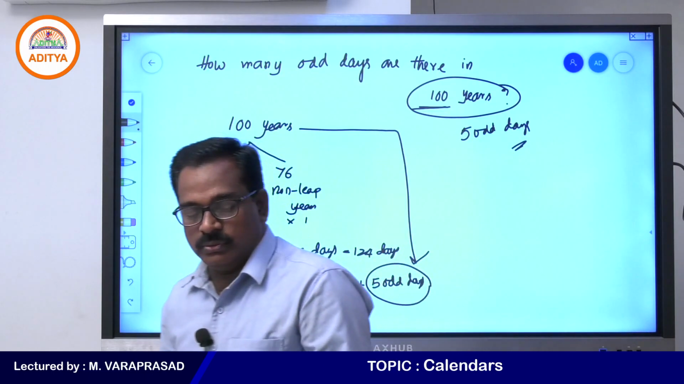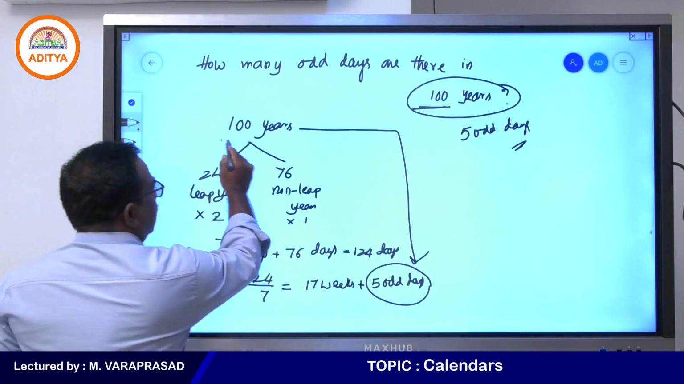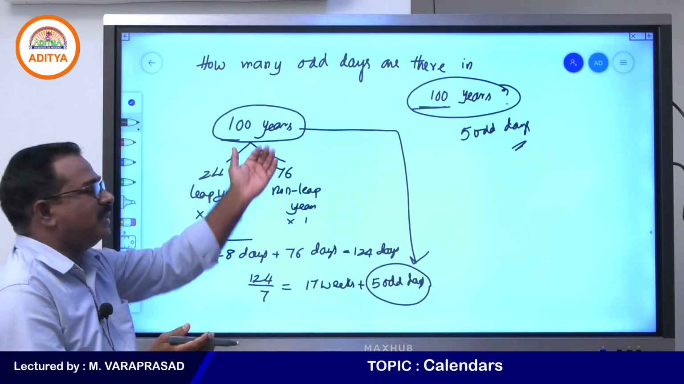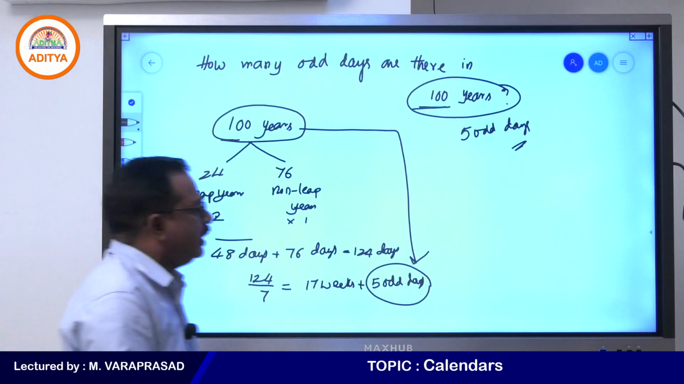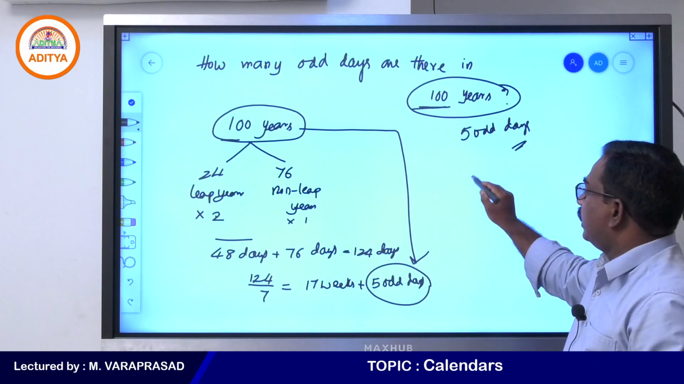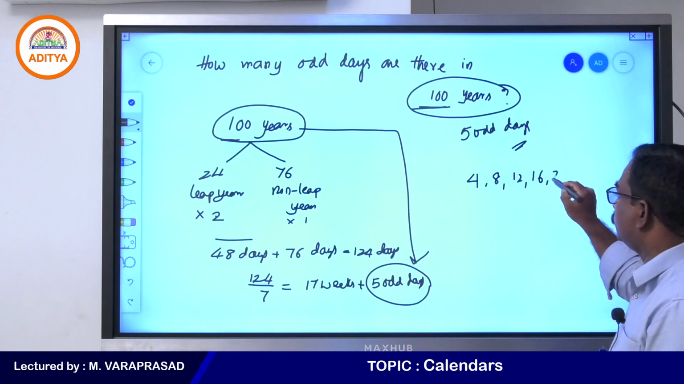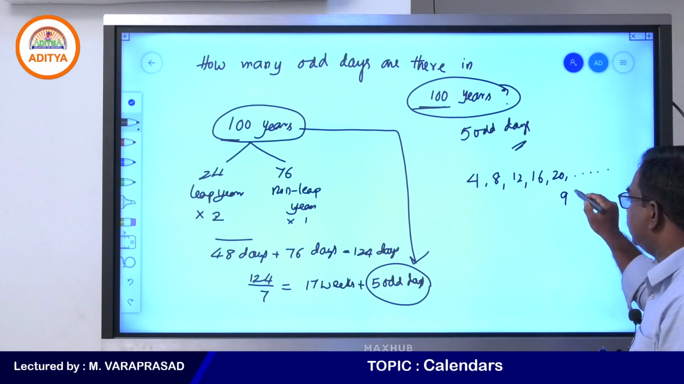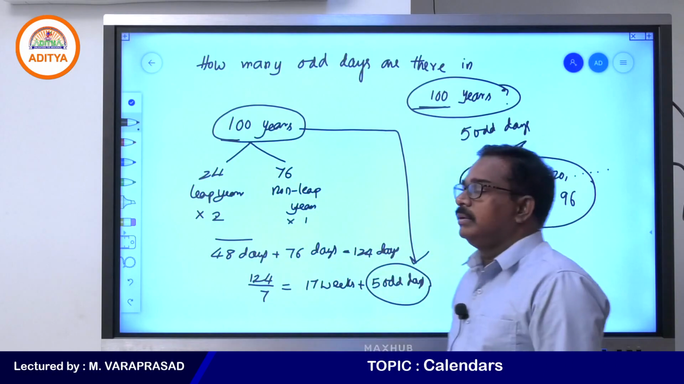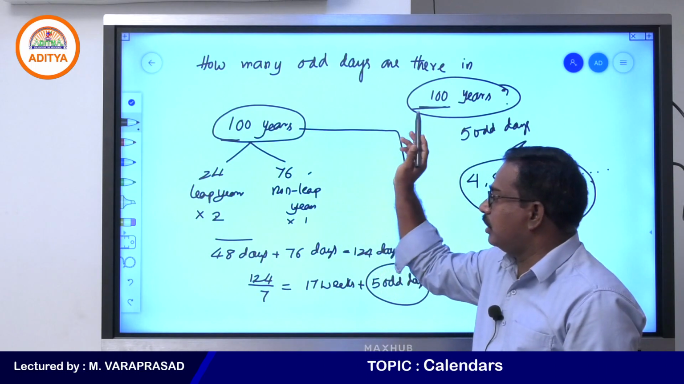Now, one more look at the example. 100 years are given; we cannot divide by 7. Days are given, we can convert into weeks. Years are given, we cannot convert directly. Then you need to change 100 years into leap years and normal years. For every 4 years you will get a leap year: 4 is a leap year, 8, 12, 16, 20, and so on up to 96. Like this, you will get 24 leap years and 76 normal years.